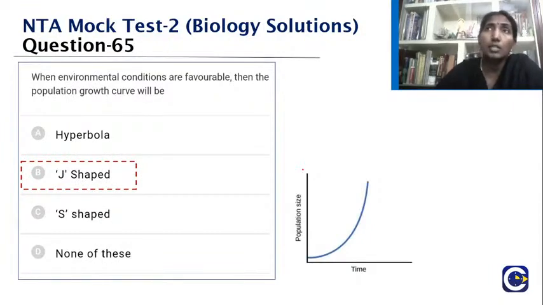It is not a steady state and it does not remain like an S-shape. Here there is a sudden increase because there is no predation and more resources are available. But with the sudden increase in the population, what is going to happen? No resources, nothing, and so there will be a crash. Something like that is the J-shaped curve.